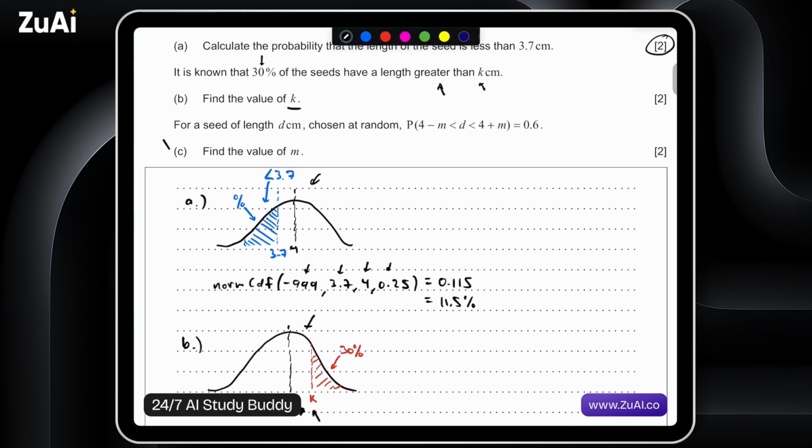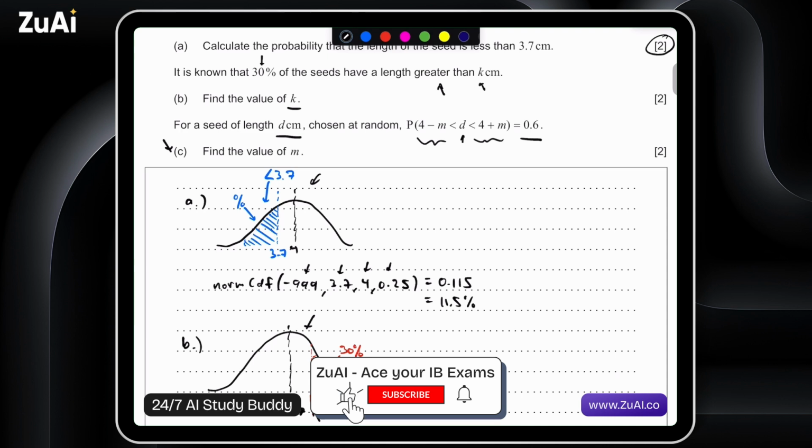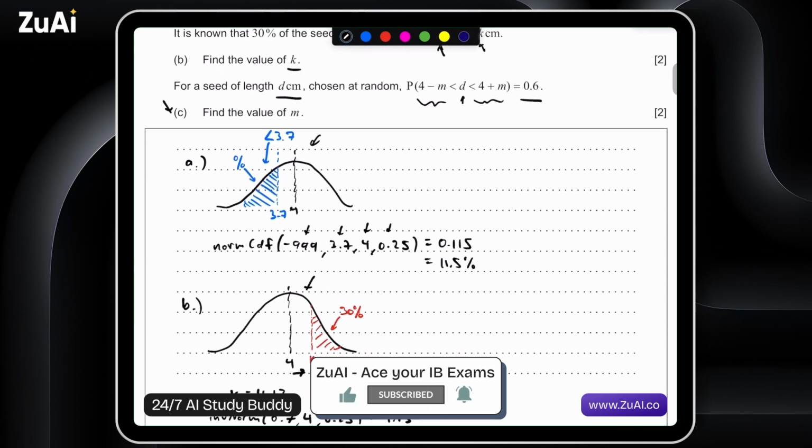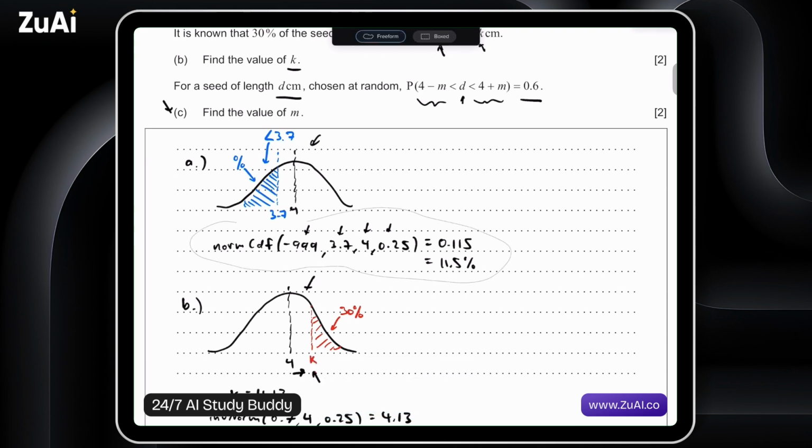This is a nice question right here, part C. For a seed of length d centimeters chosen at random, the probability that we're within this certain range, centered about d, is equal to 0.6. So where we're some distance m, 4 minus m, where d is greater than 4 minus m and d is less than 4 plus m, the probability of being within that range is equal to 0.6. So I'm actually going to draw a sketch, and I think that'll help determine what's going on here.